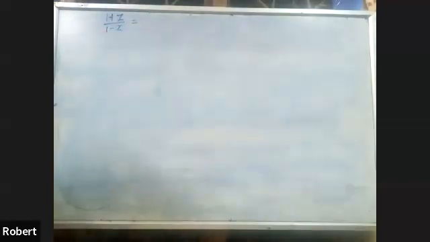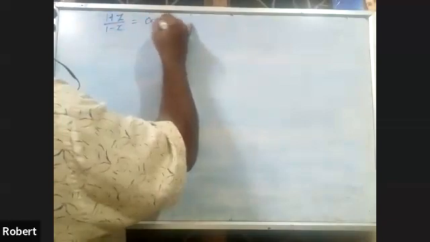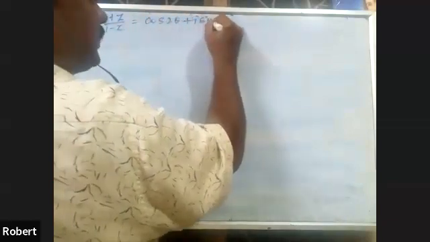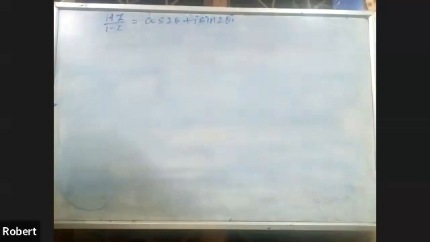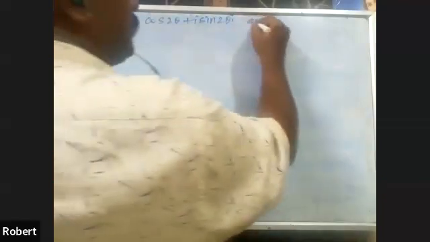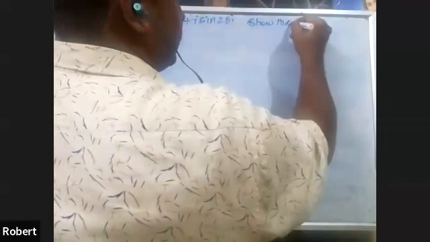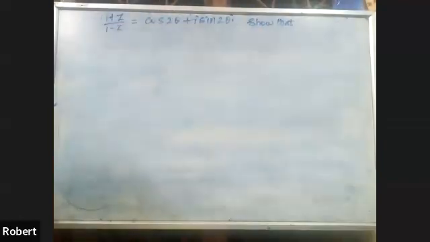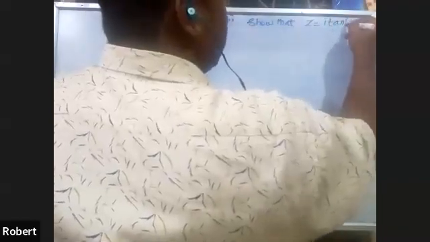Now look, are you all ready for the next problem? If z is a complex number such that 1 plus z divided by 1 minus z equals cos 2 theta plus i sin 2 theta, show that z equals i tan theta.